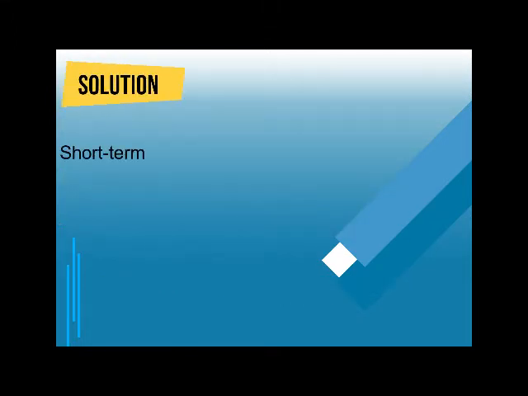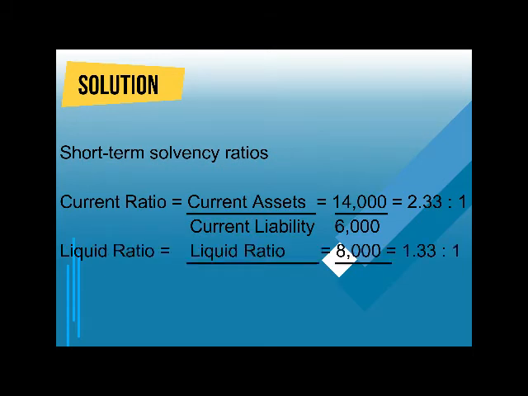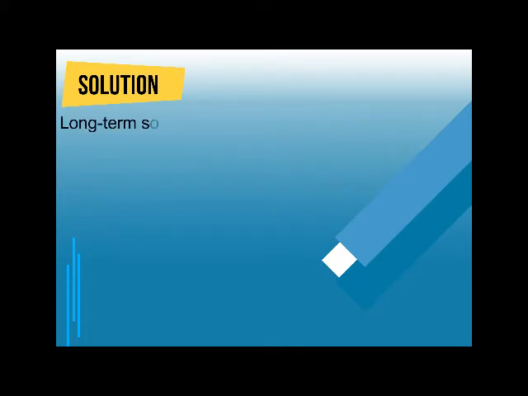Solution: short-term solvency ratios. Current ratio equals current assets divided by current liabilities, equals 14,000 divided by 6,000, equals 2.33 to 1. Liquid ratio equals liquid assets divided by current liabilities, equals 8,000 divided by 6,000, equals 1.33 to 1. Long-term solvency ratios.